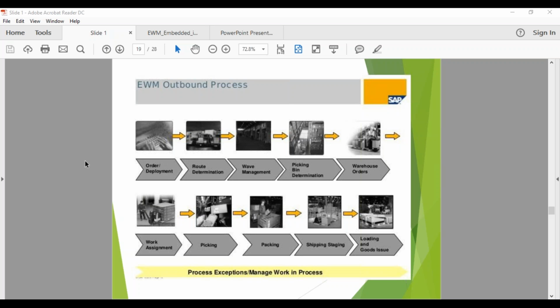That means we have a transportation department in the business, which will take care of handling the trucks or the transportation units, which will take the goods to the customers. For that we have the route determination part, and then we have the outbound deliveries which are coming to us.